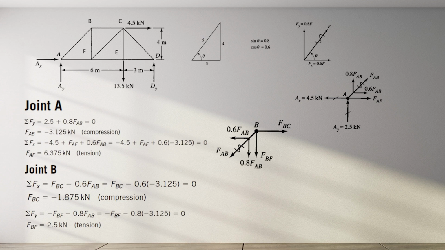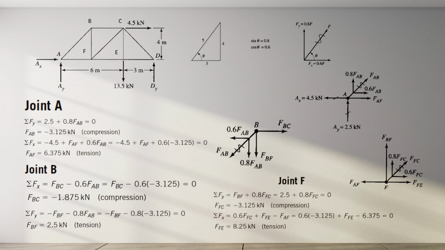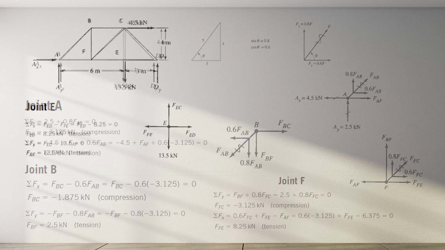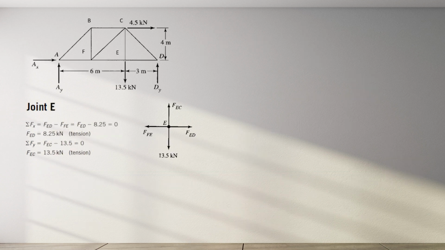Continue repeating the process. Proceed to joint F, where you'll find FFC as negative 3.125 kilonewtons in compression and FFE as 8.25 kilonewtons in tension. For joint E, FED is 8.25 kilonewtons in tension, and FEC is 13.5 kilonewtons in tension.